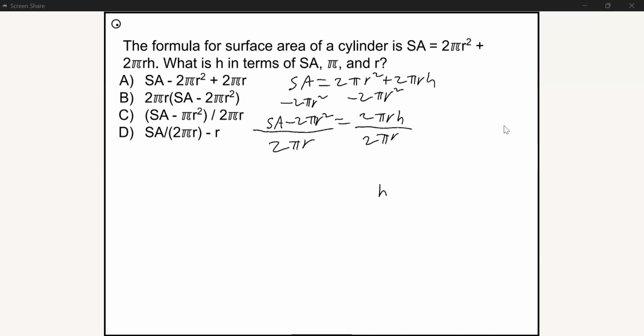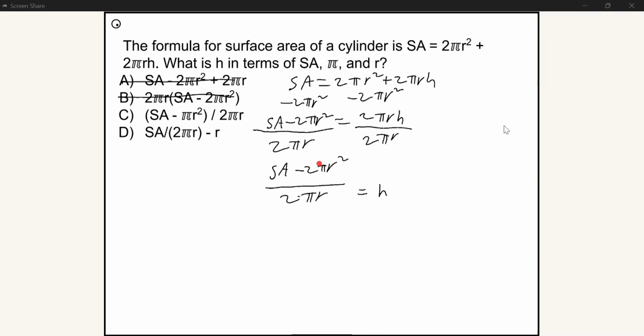So then our answer is h equals SA minus 2 pi r squared over 2 pi r. But if you look, we don't have answers like that, right? We do have a fraction. So that's probably going to be C or D. So you can probably cross those out. But we don't have it written like this. So we have to keep going.